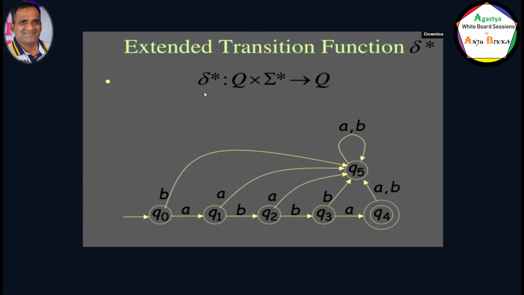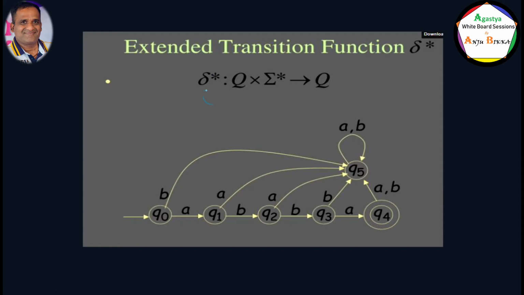Now we are going to discuss the extended transition function, delta star. What is delta star? You can see delta star defines a move from the current state, on sigma star, to another state. So what is sigma star? We will discuss these closures in more detail in regular expressions.